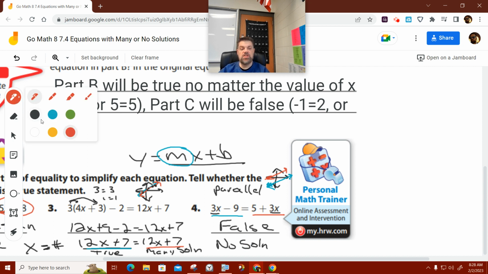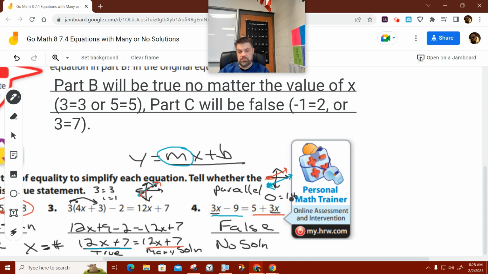And when you go to solve this one, you'll get like 0 equals 14. And that's false. Does that help?